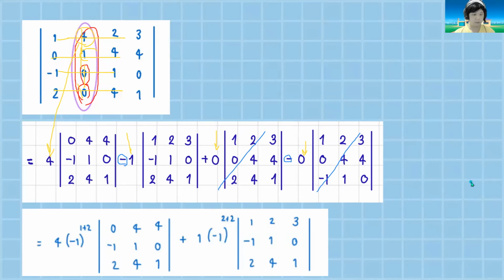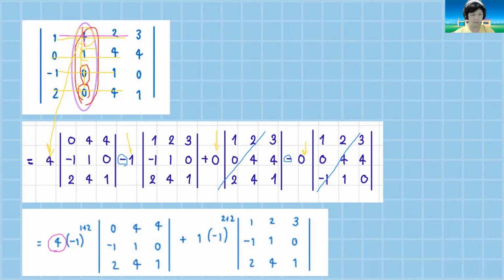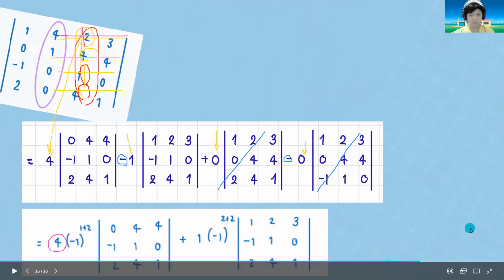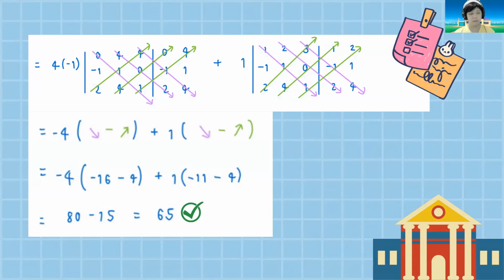And then put negative 1 to the power of its number's position. For example, this 4, its position is from the first row and second column, so the power will be 1 plus 2. Also use the same method with this section. Next. And this line is easy. Use the determinant of 3 by 3. And in the end, we will get 65 as the number.